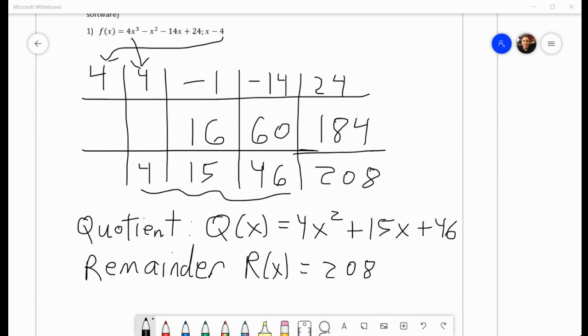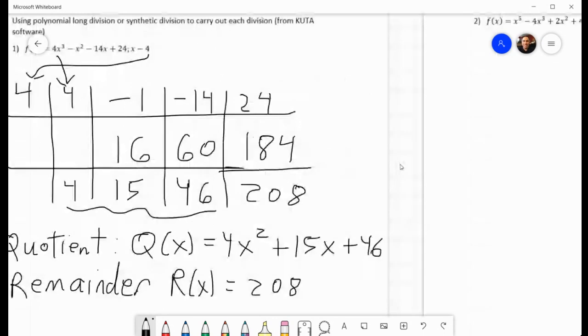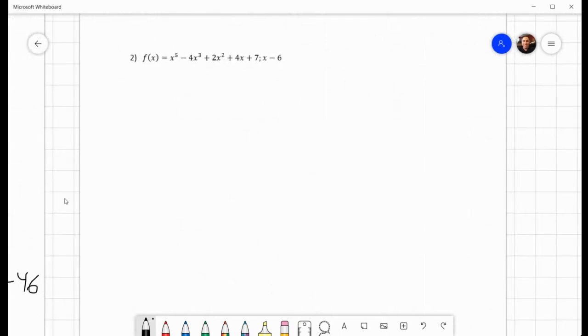Okay, let's do the next one then. Let me move it over. So the next one, you're dividing by x minus 6, right? Here, of course, it's the same thing. You can use synthetic division, so we'll use synthetic division. Again, it's x minus 6, so we just use the 6 in synthetic division.